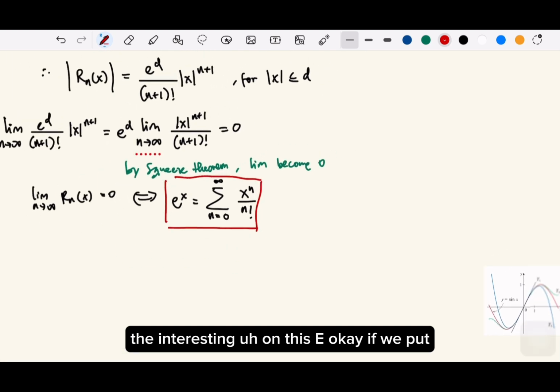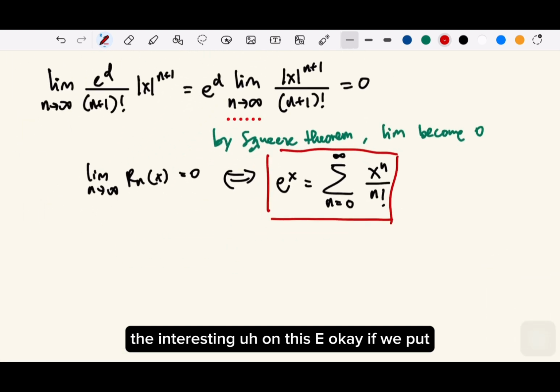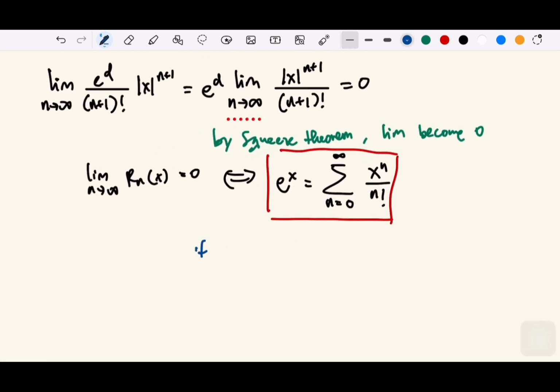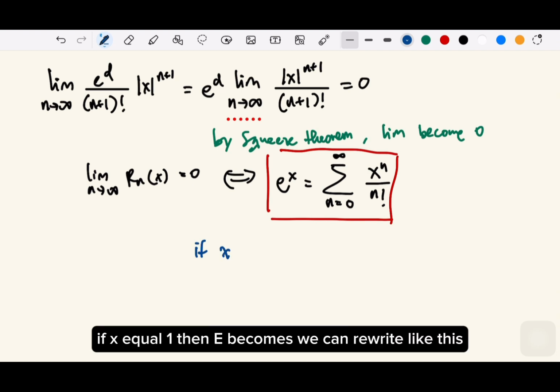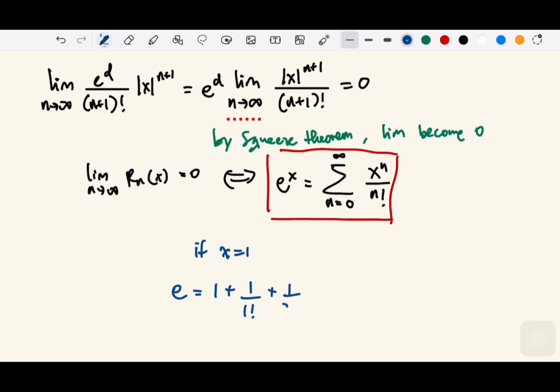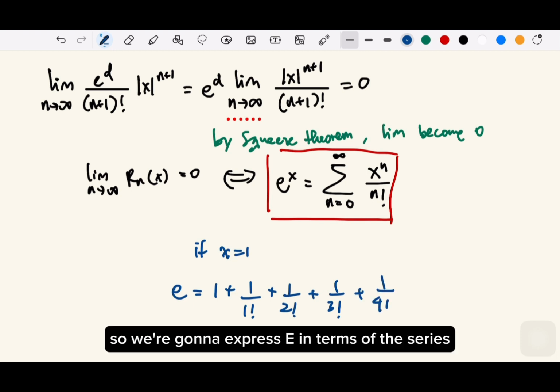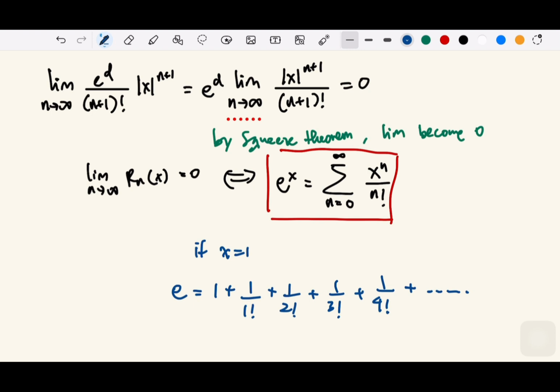The interesting thing about this e is that if we put x equal 1, then e becomes, we can rewrite like this. So we can express e in terms of the series.